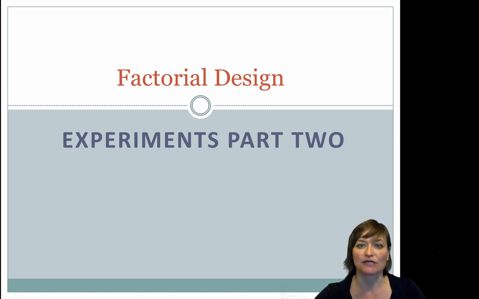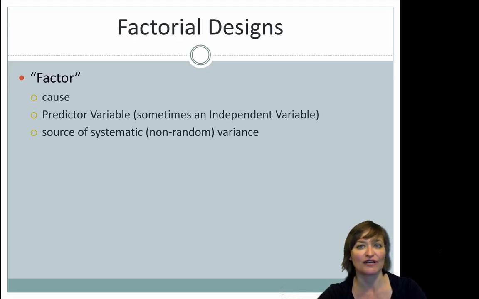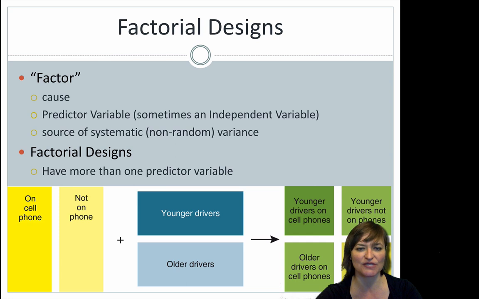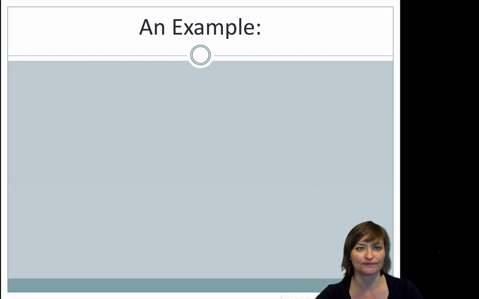So we were talking about factorial designs. These are experiments when we have added an additional predictor variable. All that factorial design means is that there is more than one predictor variable. And so we're using the word factor here as a synonym for the word cause or predictor variable. It's a source of systematic variance. It's a source of non-random variance. And we use this example of we might have two different factors, whether you're on the cell phone, yes, no, and then what your age is, whether you're younger or older, and end up with 4 different cells.